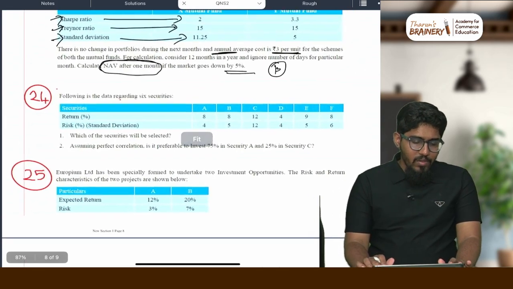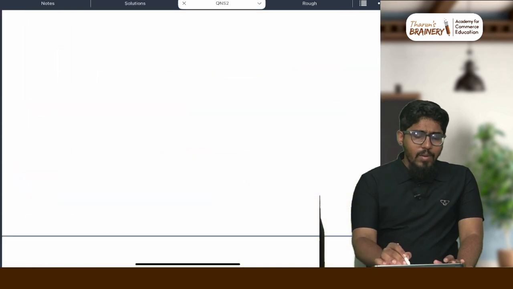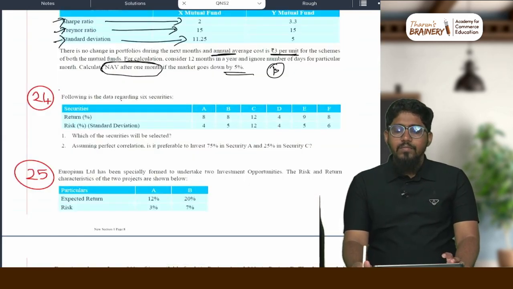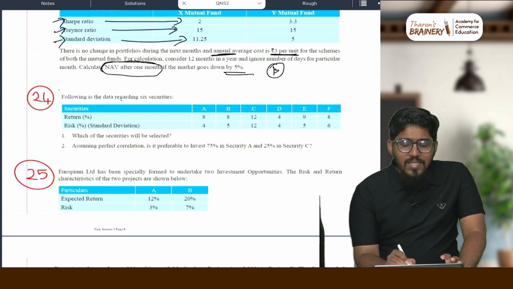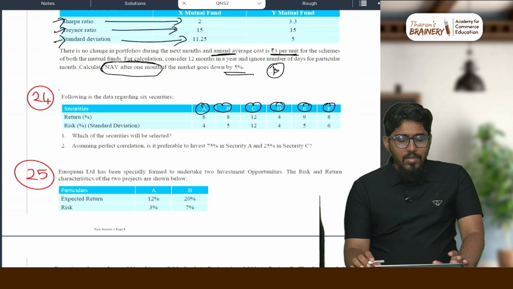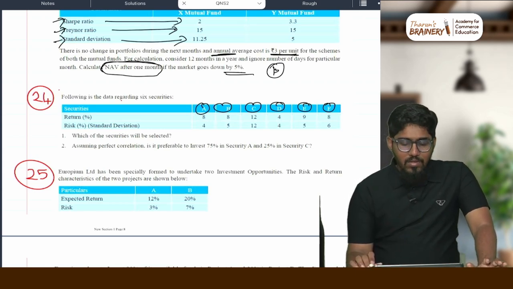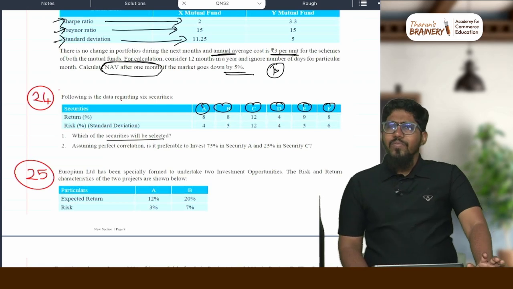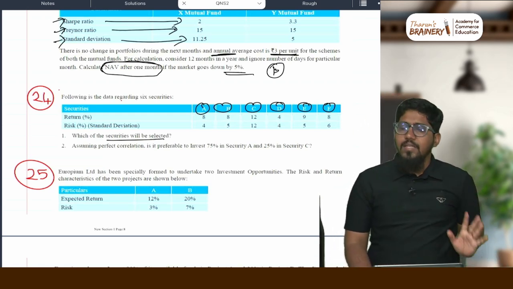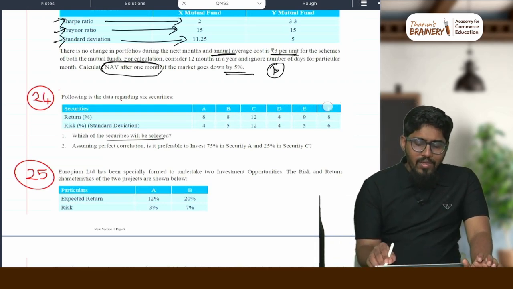Now the next one, question number 24. Sir, now we are coming on to efficient. How to know, sir, which portfolio is efficient? Let us say these are 6 securities or 6 portfolios, whatever be the case. Sir, these are the returns of all the securities and these are the risks of all the securities. Which security do I have to select, sir? Always you should see only efficient securities. How to find out the efficient securities?